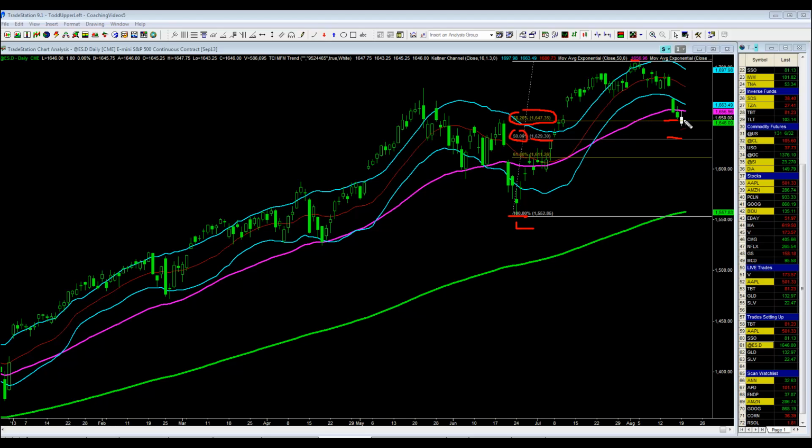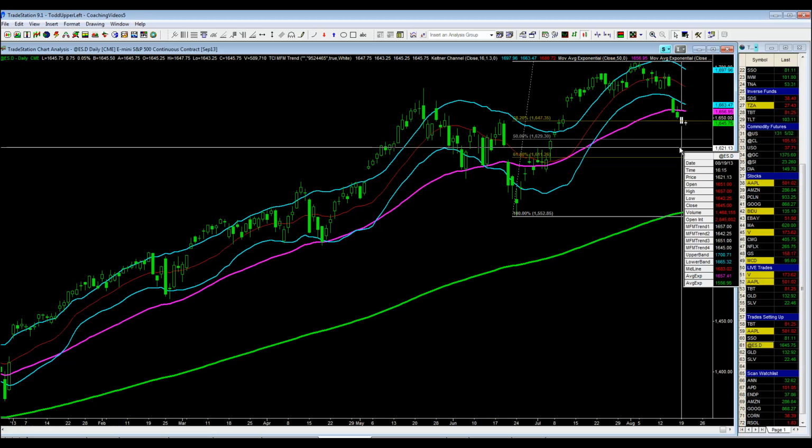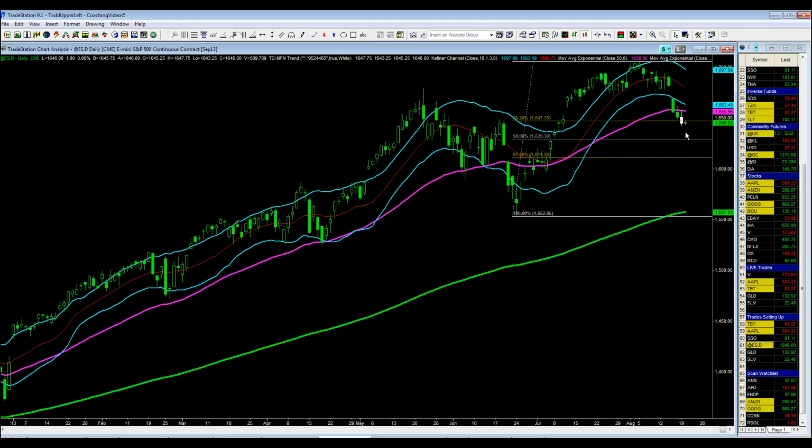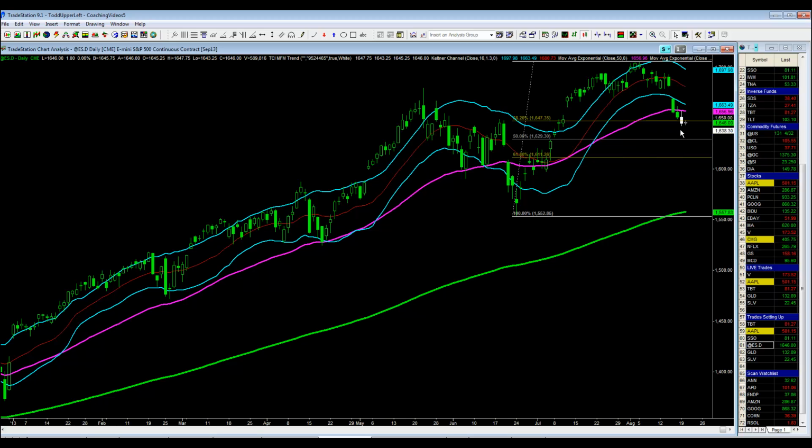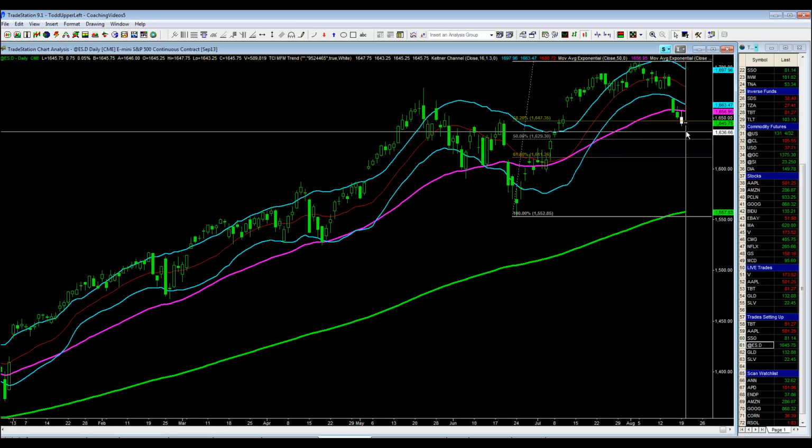So we hit this level yesterday. We went down through 1647.35. We actually traded down to 1642.25. Today, even though it's early in the day, the market's only been open for 45 minutes. So far, the market has not been able to penetrate through yesterday's low or obviously through yesterday's high.